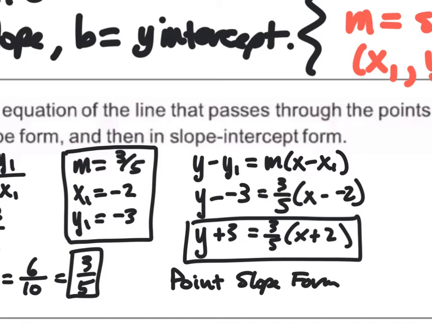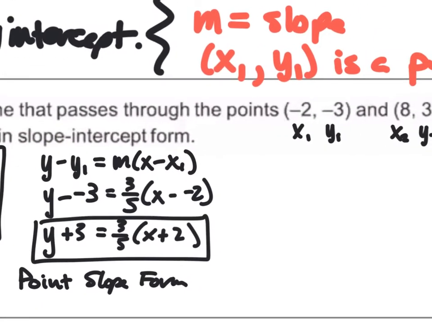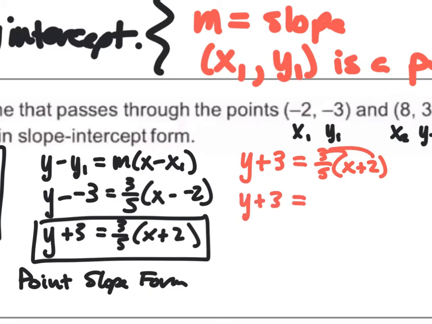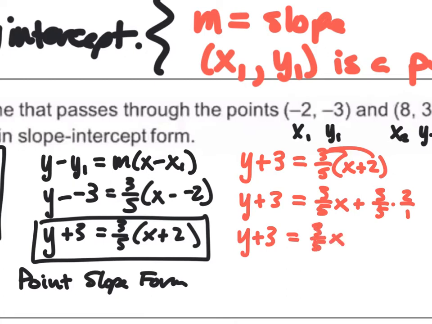Now we want to turn it into slope-intercept form. So let's first start off with our point-slope form. I've got y plus 3 is equal to 3/5 times x plus 2. Okay, I'm going to distribute my 3/5, and so I've got y plus 3 is equal to 3/5 x plus 3/5 times 2 over 1. As a result, this is what I get: y plus 3 is equal to 3/5 x plus, what is that, 6/5?